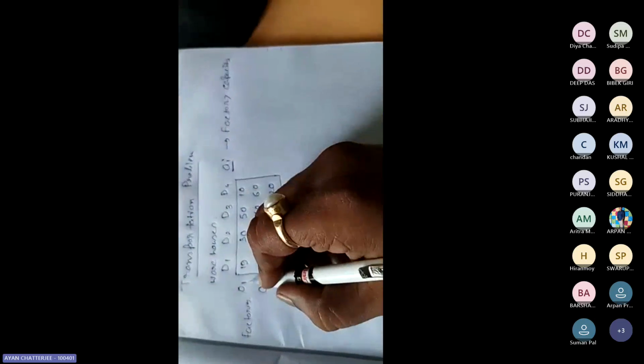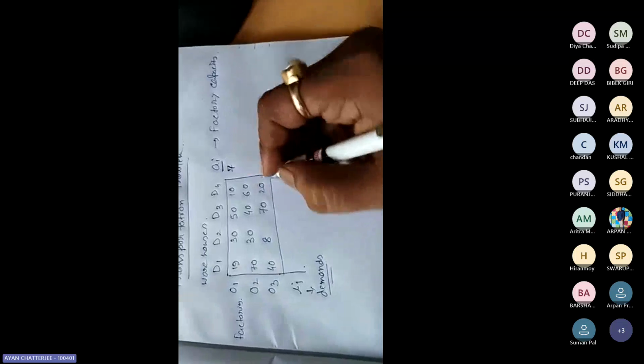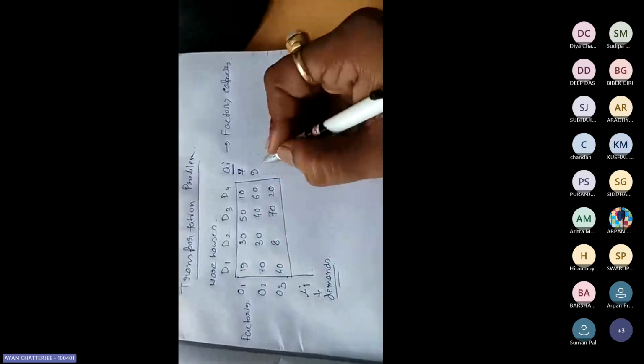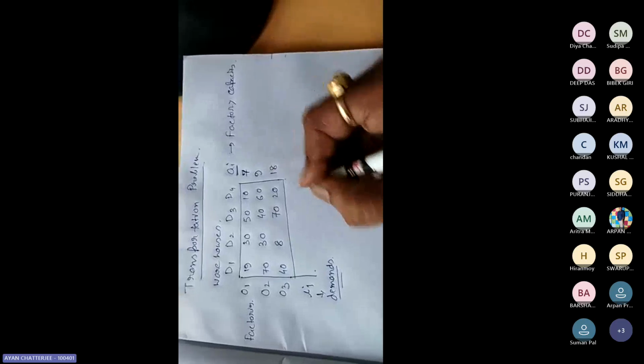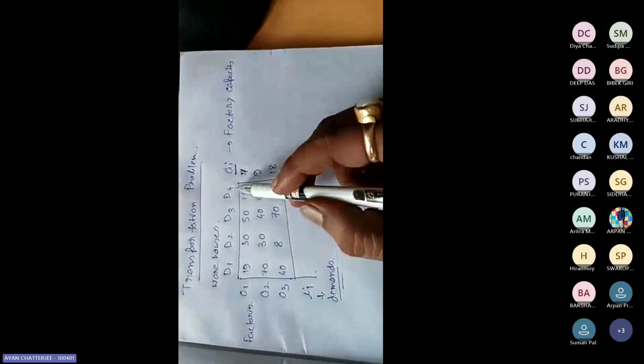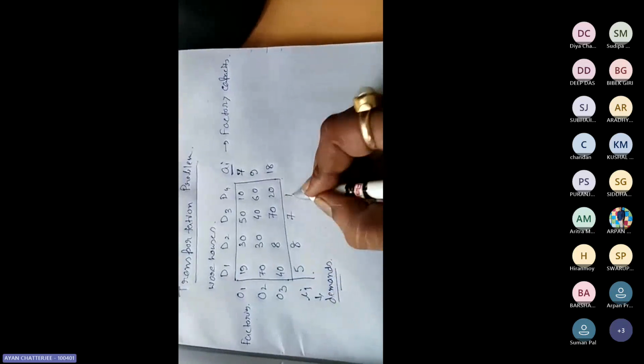So if you look here, you can see that corresponding to the factory capacities, O1 is one factory, and corresponding to that factory there is a capacity of 7 units. Corresponding to O2, there is a capacity of 9 units, and corresponding to O3, a capacity of 18 units. And again, the demands, like these are the warehouses, right? So here the demand is 5 units, 8 units, 7 units, and 14 units.